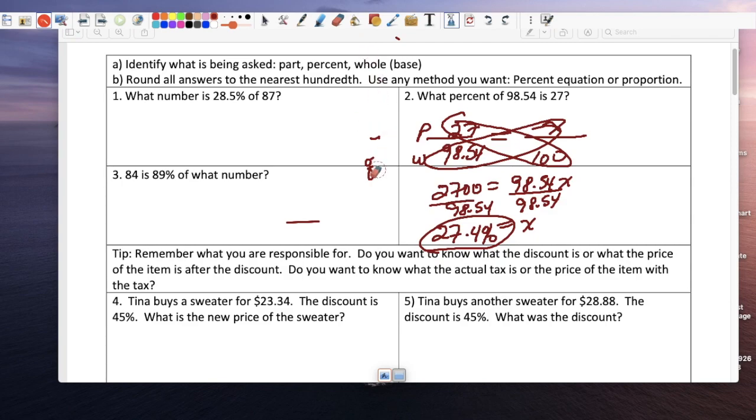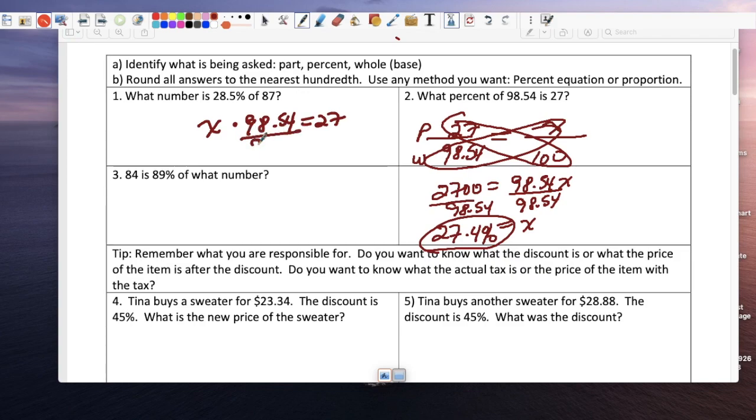Okay, that's fine. If you wanted to create an equation out of this, right? If you want to create an equation, let me just lower this. I'm going to create an equation out of this. Let me just show you. What percent? So what percent is my unknown? Of means multiplication. 98.54 is means equal, and then we get 27.